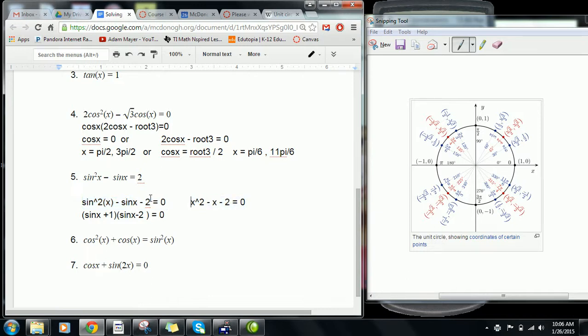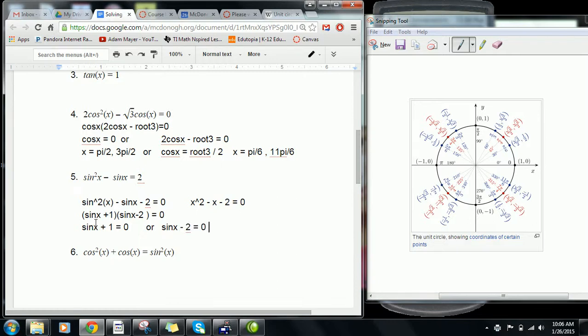And so now all that's left is, just like I did in the last problem, set each factor equal to 0 and solve individually, just like I would this one. You have x plus 1 and x minus 2, then you set each one equal to 0 and solve. But in this case I have sine of x plus 1 equals 0, or the other factor, sine x minus 2 equals 0. Now something kind of cool happens here, or easy I should say. This is easy to recognize: sine of x equals negative 1.